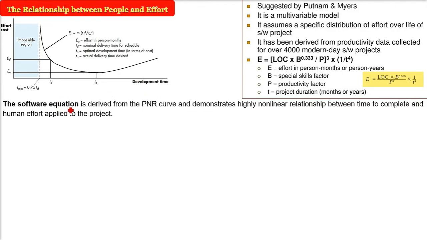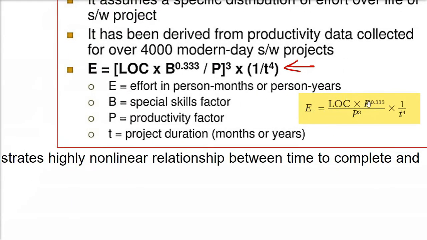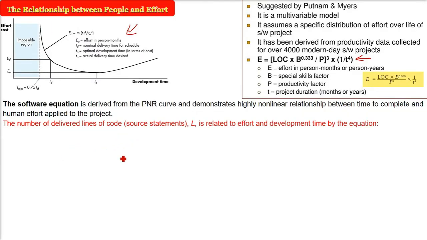Now the software equation which we already discovered and learned is derived from the PNR curve and demonstrates a highly non-linear relationship between the time to complete and the human effort applied to the project. So this is a non-linear curve. It has various independent variables involved. Let me show you here. I showed you this software equation. Now B was the special skill factor, P was the productivity factor, t was the project duration, E is the effort in person months or person years.